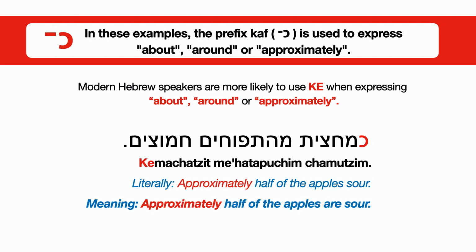חמוצים is an adjective that means sour, and it's the plural form of this adjective because we're talking about several apples. So, כמחצית, approximately half, מהתפוחים, of the apples, חמוצים, sour, or are sour. So, כמחצית מהתפוחים חמוצים. Approximately half of the apples are sour.